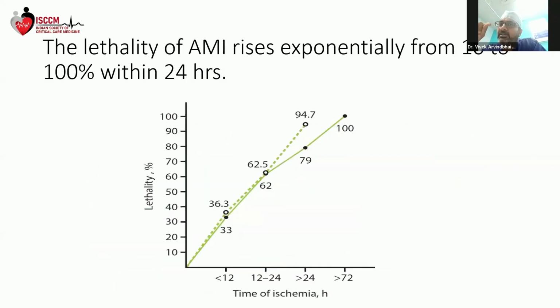You can see that the lethality of acute mesenteric ischemia rises exponentially from 10 to 100% within 24 hours. That's why it is very paramount that it be diagnosed on time, for the betterment of the patient. Otherwise, as time passes, the ischemia turns into necrosis and then gangrene, and if the patient presents very late, there will not be much that we can do. Next, please.